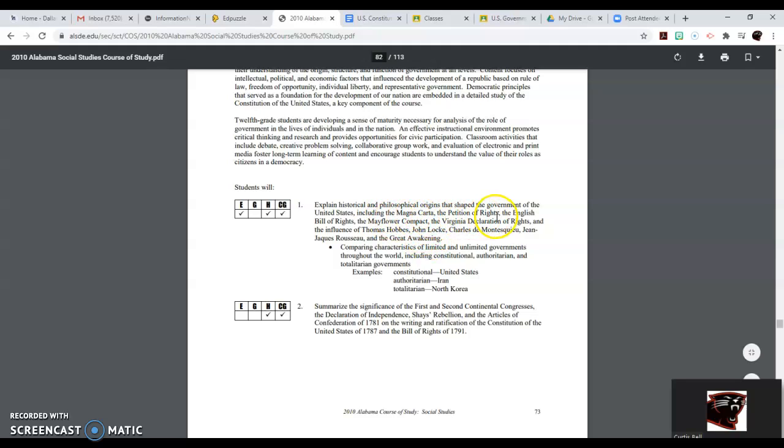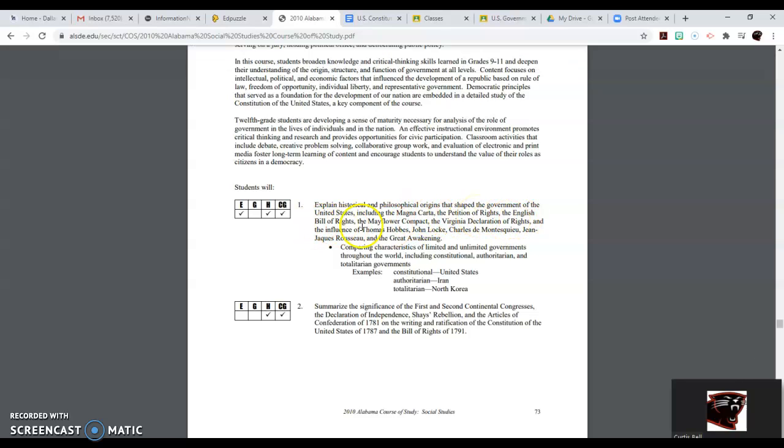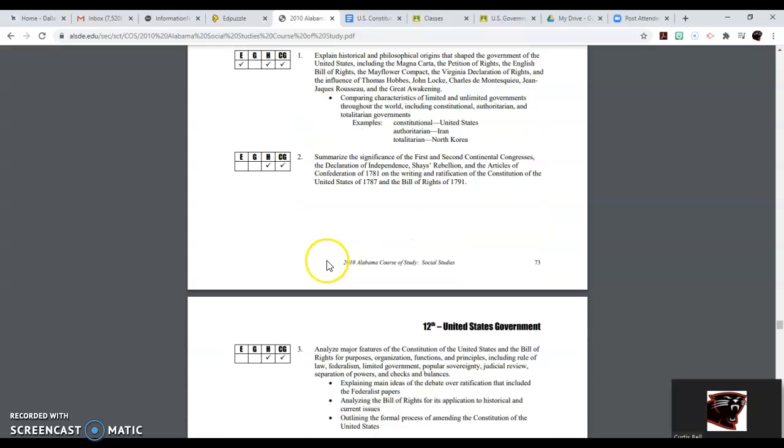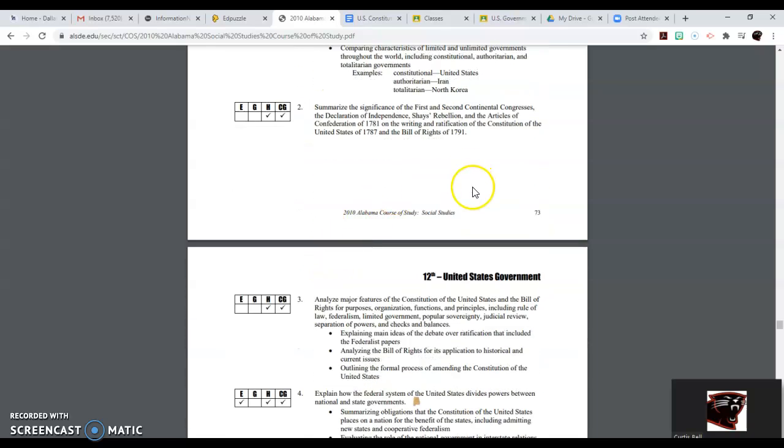We basically did some Acellus videos on the following: Magna Carta, the Petition of Right, English Bill of Rights, Mayflower Compacts were elements that we saw either in the Google slide presentation that I showed you or in the Edpuzzle videos. All right. And so your other lessons are on Standard 2.